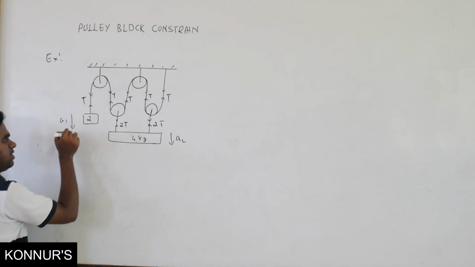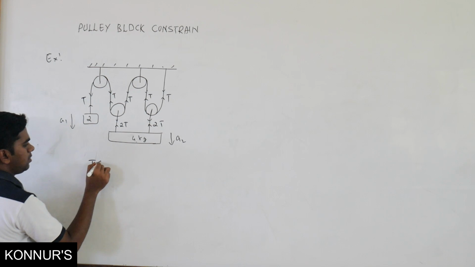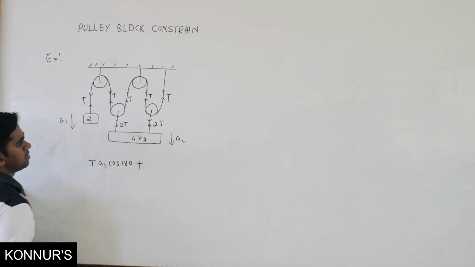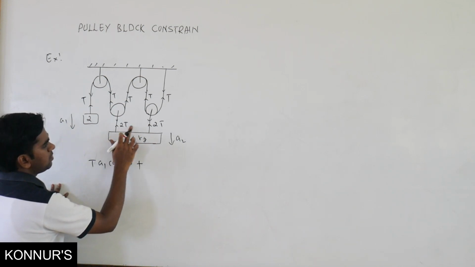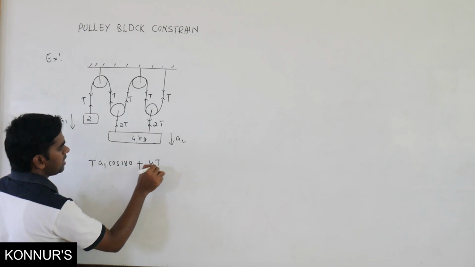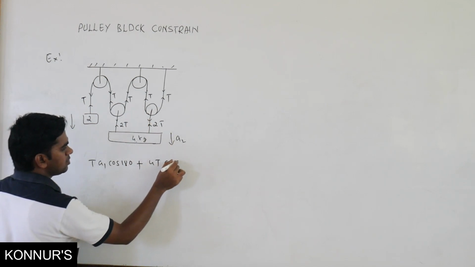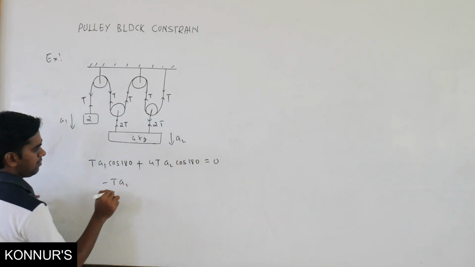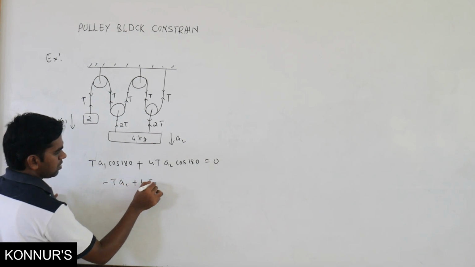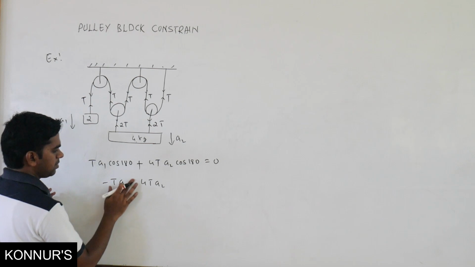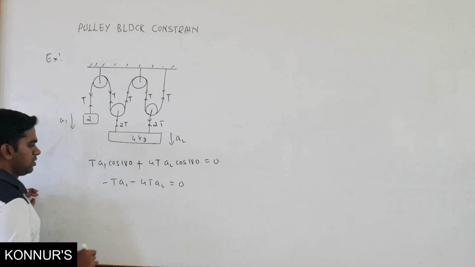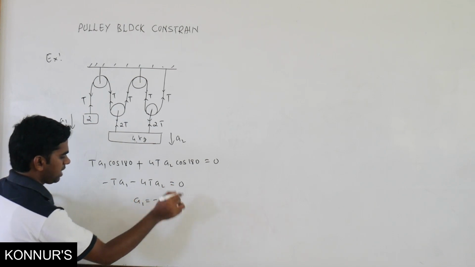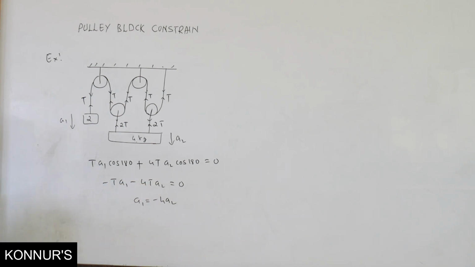Now apply the tension method for this one. Tension is in this direction, acceleration is in the downward direction, so T into a1 cos 180, the opposite direction, plus 2T and 2T, it will become 4T in the upward direction, a is in the downward direction, so again cos 180. So minus Ta1 plus 4Ta2, this will also become minus, equals 0. So what can you write? You can write a1 equals minus 4a2.